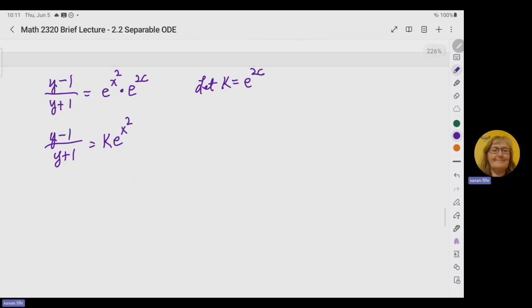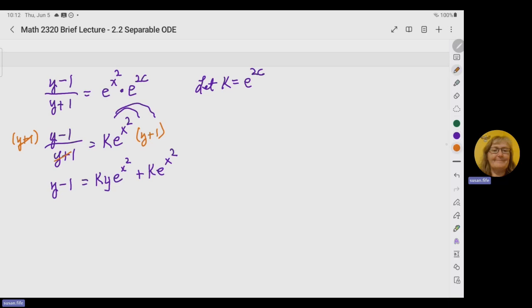Now, to solve for y, I need to get that y plus 1 out of the denominator. Multiply both sides by y plus 1. On the left side, the y plus 1s will cancel. On the right side, I'm going to distribute. I'll get k y e to the x squared plus k e to the x squared.